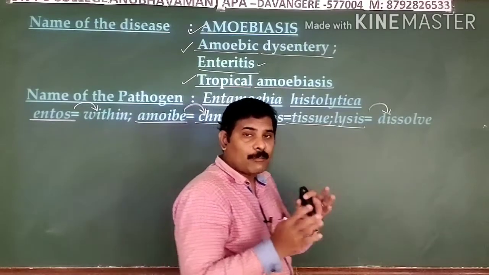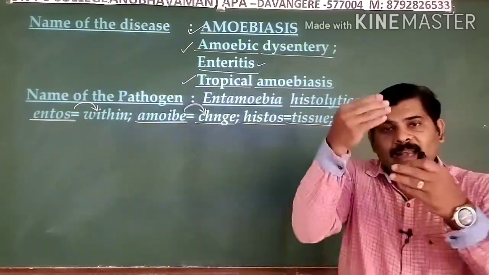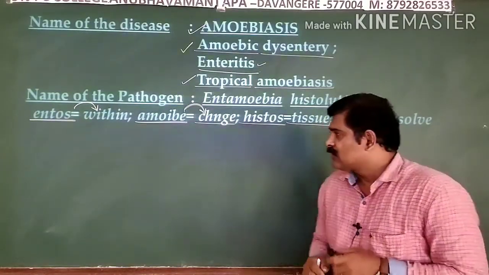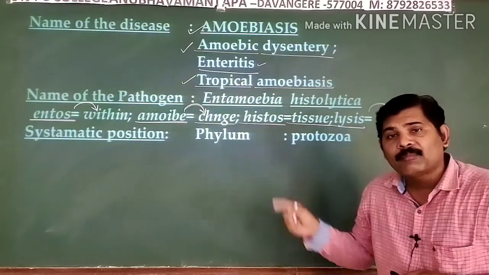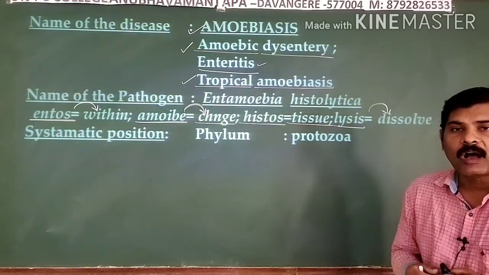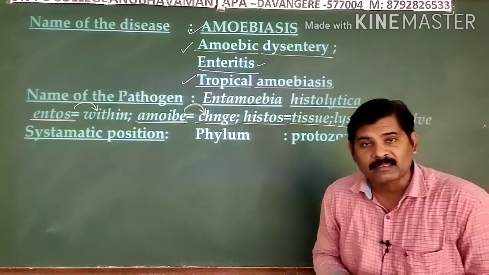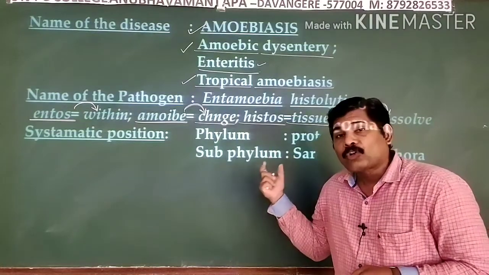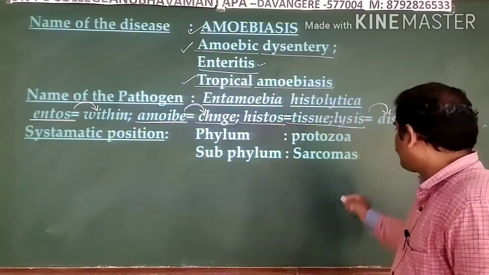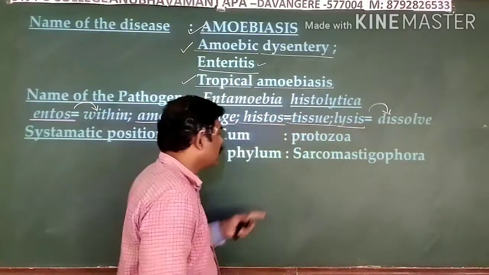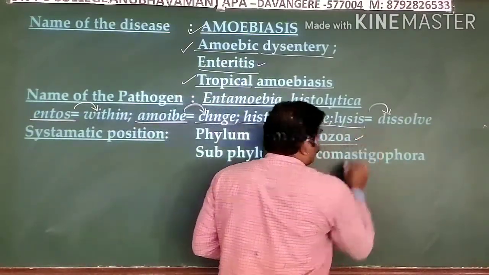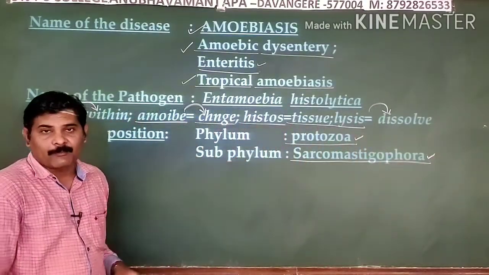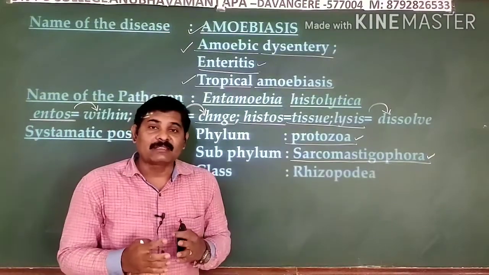Let us see now the systematic position of this parasite, that is, where it is placed in the classification of animals. When you see the systematic position, the phylum name of this parasite is Protozoa. I said in the beginning itself, it is a protozoan parasite. And thereafter the subphylum of this parasite is Sarcomastigophora. You can see the phylum name is Protozoa, whereas Sarcomastigophora is its subphylum. The class of this one is Rhizopoda.